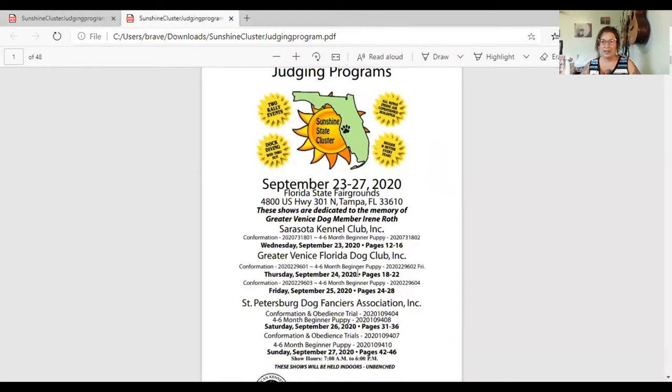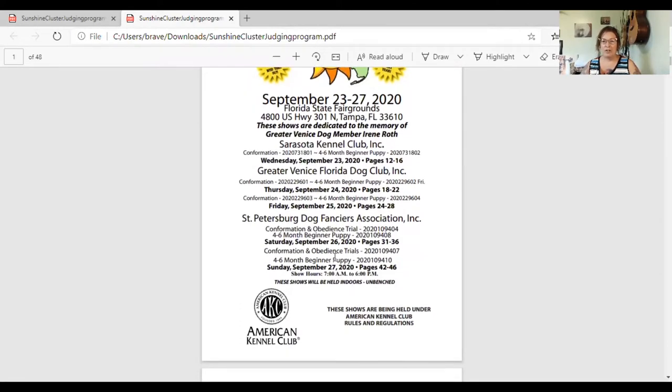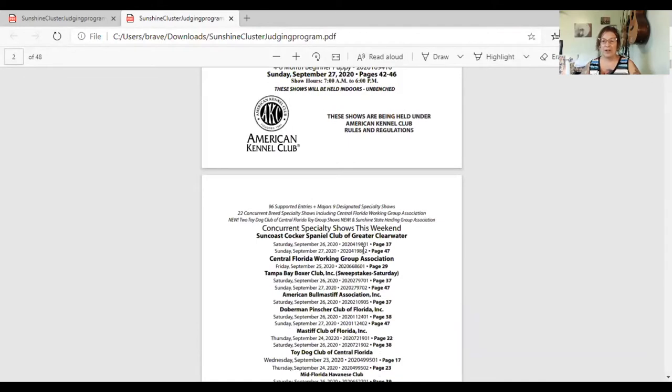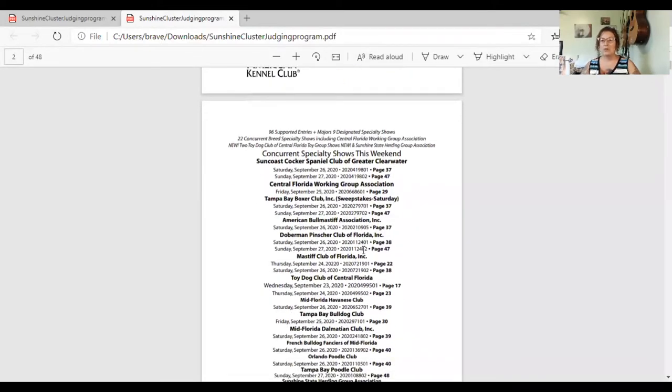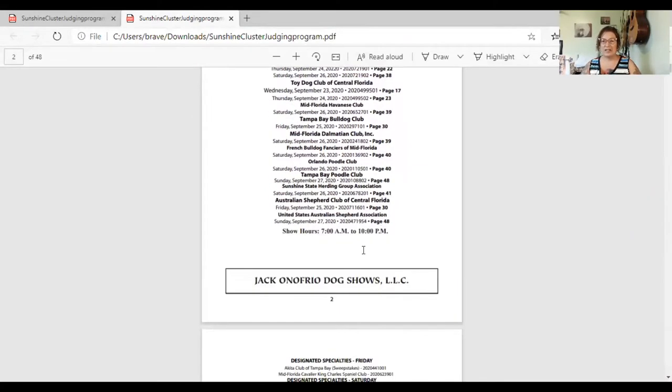Like in this one, you could see that they're having 4 to 6 month puppies, so they mentioned that on there. They have a dedication here. They have the information down here about each show: Saturday is this show going on, Sunday is this show going on. So it's going to have all that information. Most of this will already have been on your premium list, but it gives you all the specifics again. This is a big show.